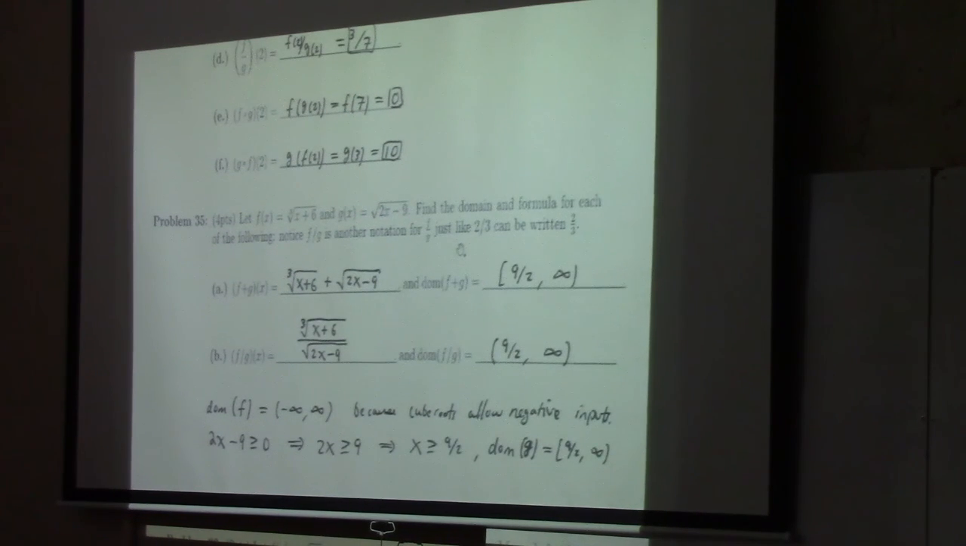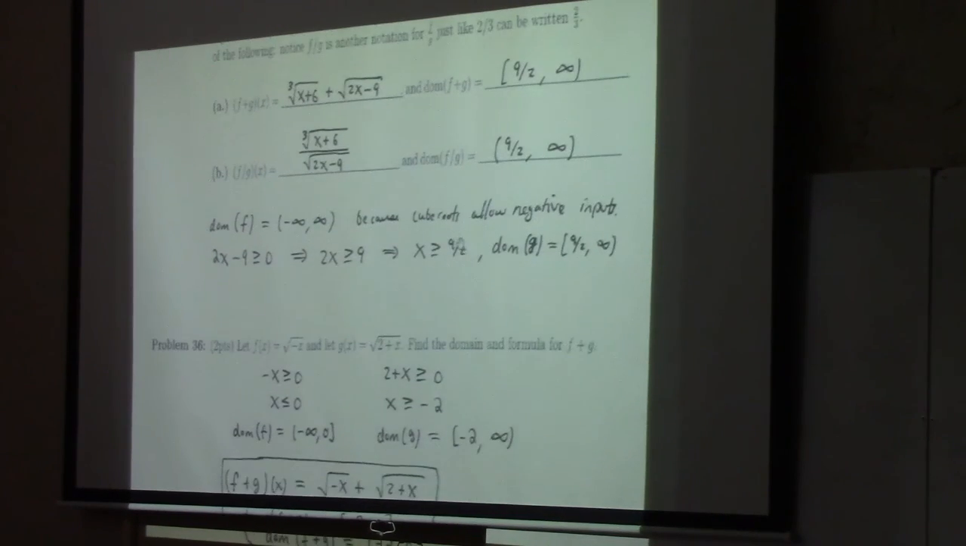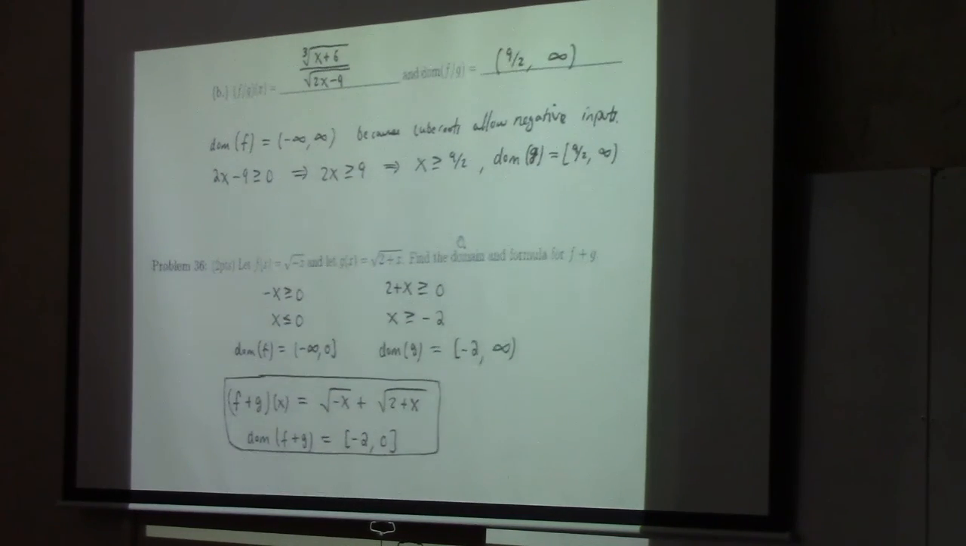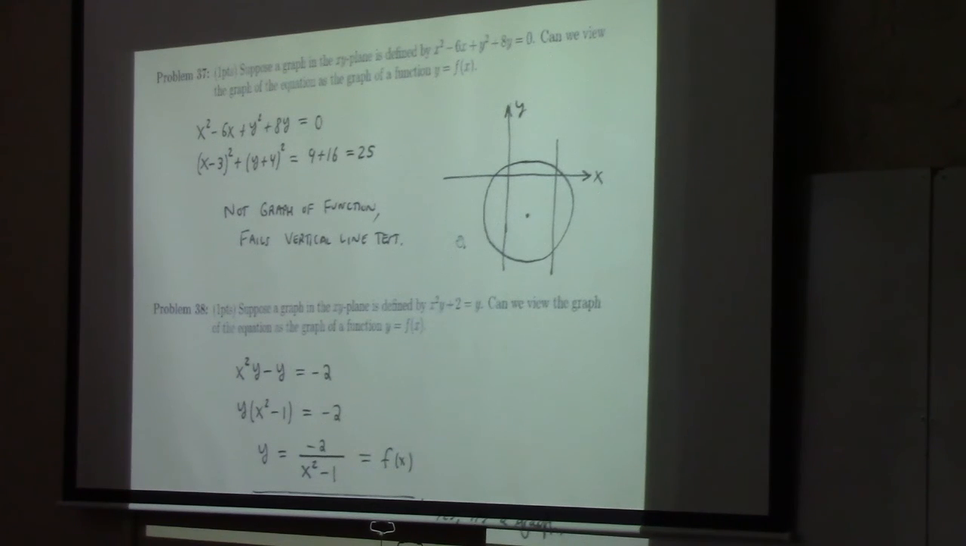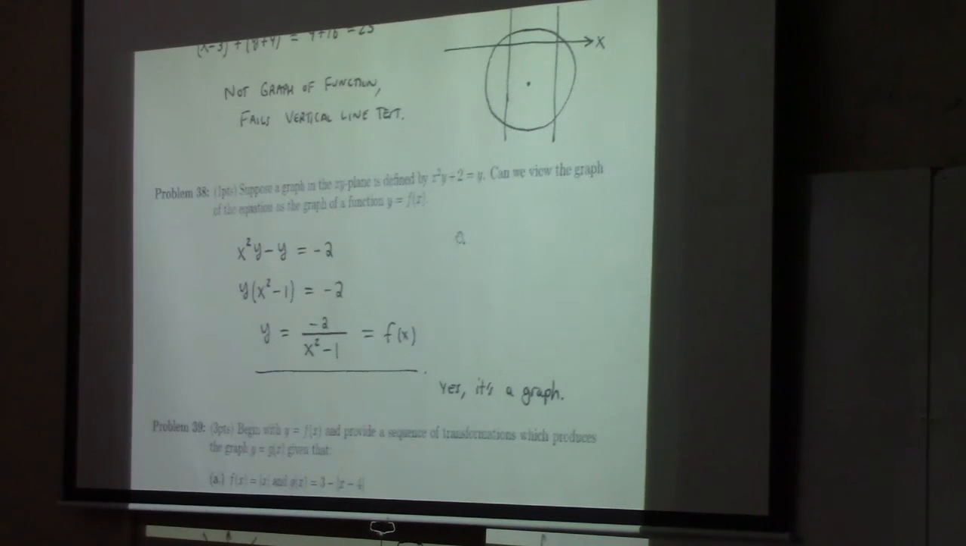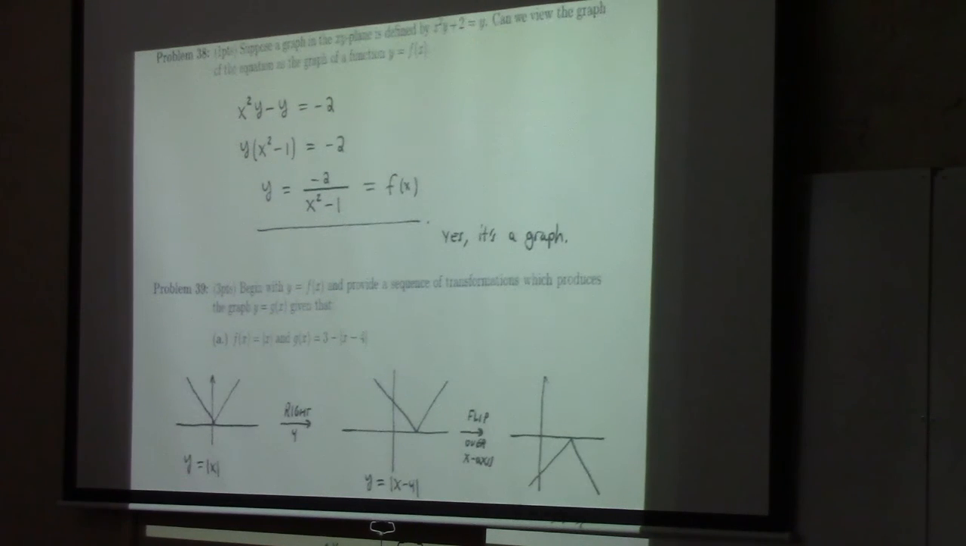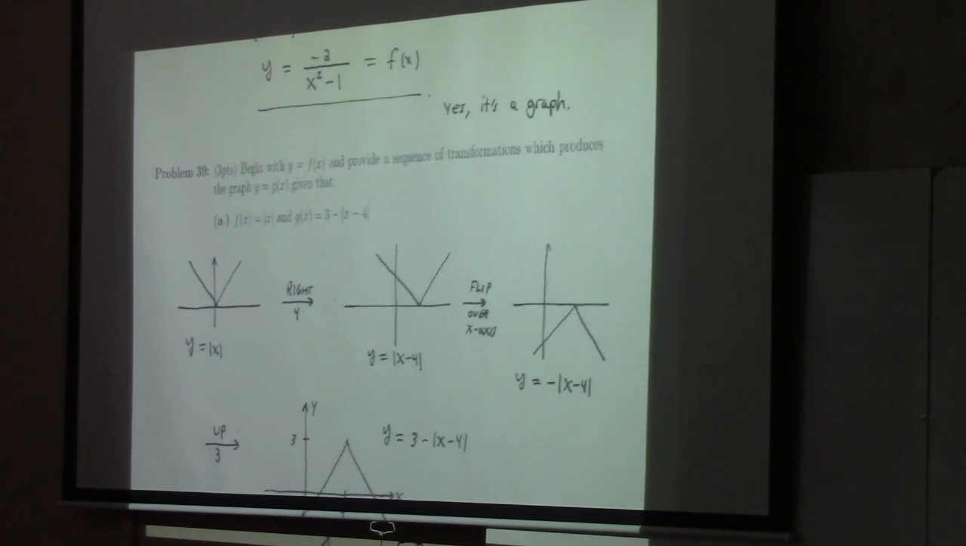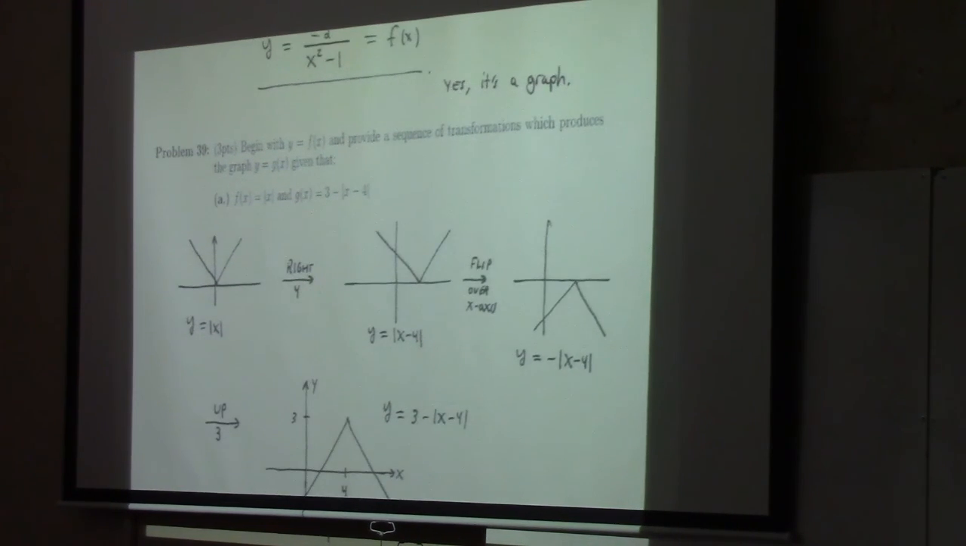35. We did an example a lot like this last class. 37, not a function because it's a circle. 38, it is a function. You can solve for y. 39, you can shift it around and flip it over and move it up like that.